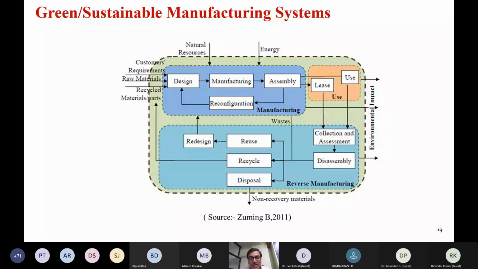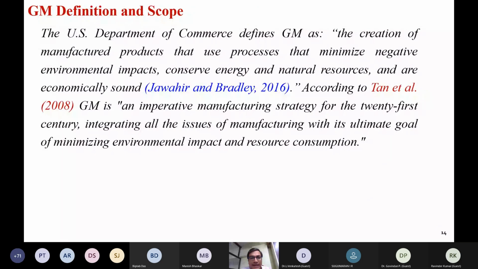The definition of green manufacturing is given by the US Department of Commerce. It defines green manufacturing as the creation of manufactured products that use processes that minimize negative environmental impacts, conserve energy and natural resources, and are economically sound. One of the researchers, Tan et al., 2008, also defines green manufacturing as an imperative manufacturing strategy for the 21st century, integrating all the issues of manufacturing with the ultimate goal of minimizing environmental impact and resource consumption.